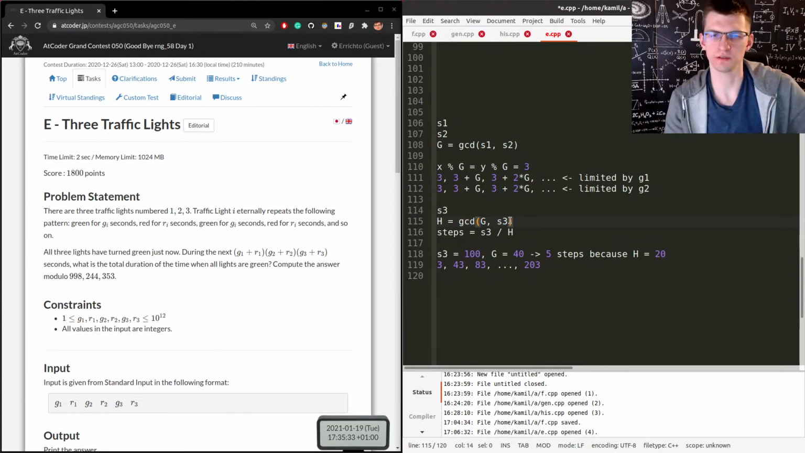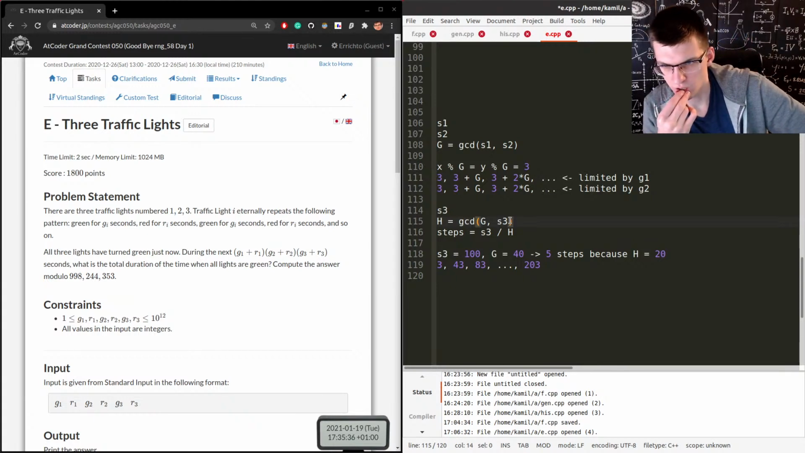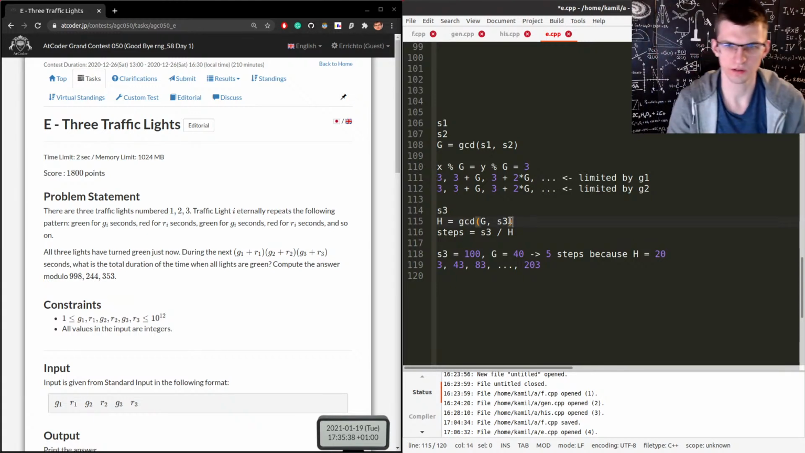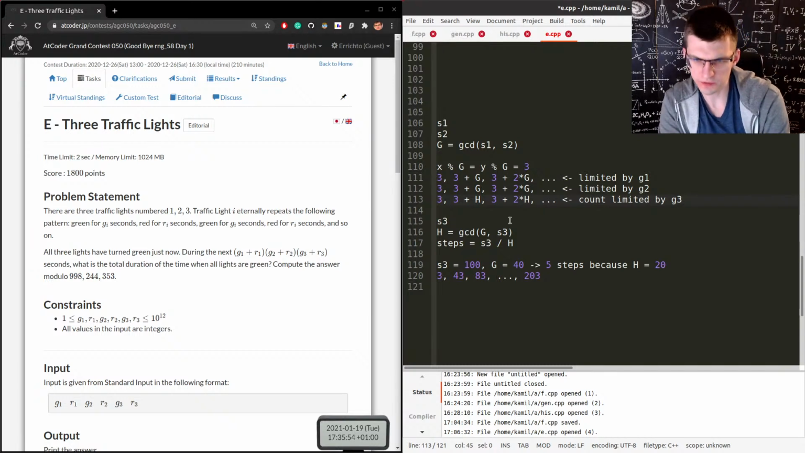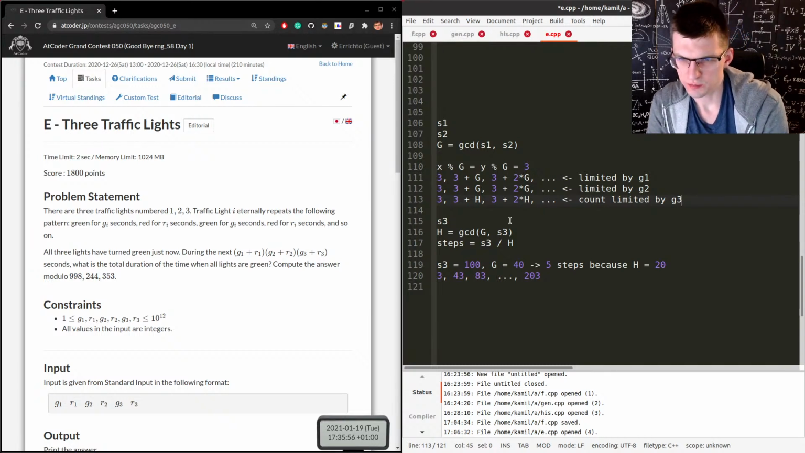among values 3, 3 plus H, 3 plus twice H, and so on, count those limited by G3. Are those values modulo S3? Yes, I think they are.